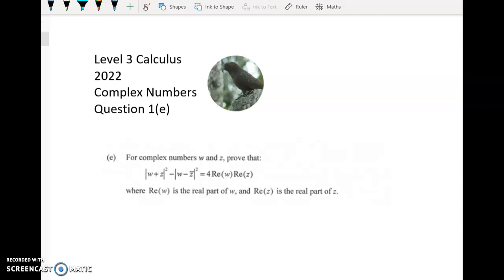This is the first video I'm doing of this year's Level 3 Calc papers. I'm starting with complex numbers. I'm just going to go through some of the merit and excellence questions over the next few nights while I've got some time. This one here, question 1E, I think is probably an excellence question, but I'm not sure. It might be merit. We're given two complex numbers, W and Z, and we have to prove this thing here. So I think the key here is to do some of the work before we start substituting in and get into a big mess.